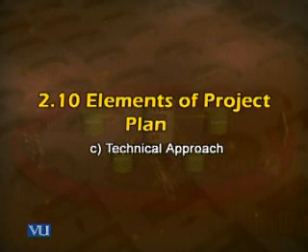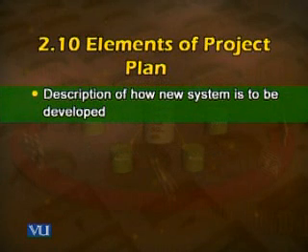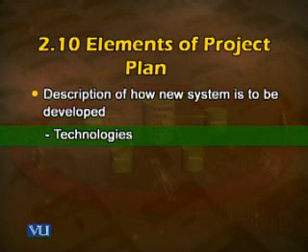These things need to be clearly checked and understood at this stage. The third important element of the software development plan is the technical approach: a description of how the new system is going to be developed. This is the stage where you must think about that. Either you have no option but to implement the project with the given resources, or you might be asked to come up with an appropriate plan, and that is the use of technologies.